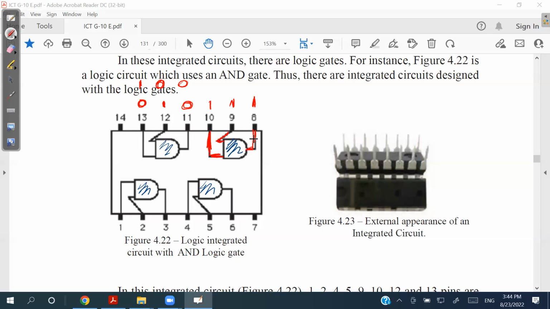So likewise, when it comes to ICs, you can deal with these things when you know the operation of the gate. Are we clear with this, people? Yes. Right, great. So I'm moving forward.